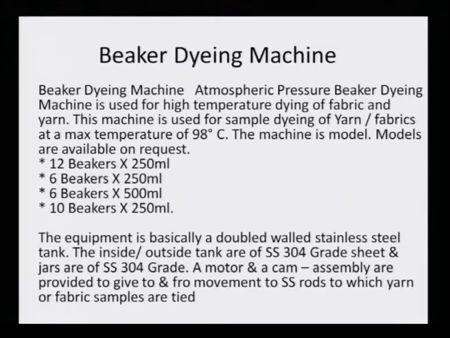The equipment is basically a double walled stainless steel tank. The inside and outside tank are all made out of stainless steel grade 304 sheet, and the jars are made out of stainless steel 304 grade itself. A motor and a cam assembly are provided to give to and fro movement of the stainless steel rods to which yarn or fabric samples are tied.